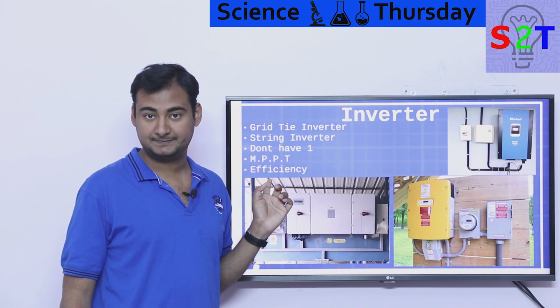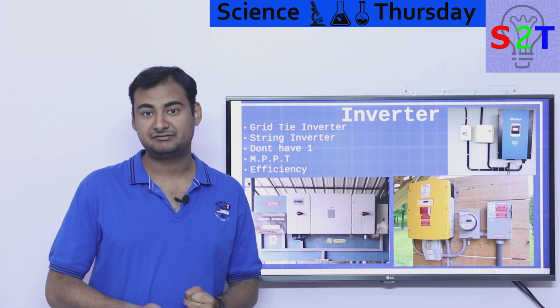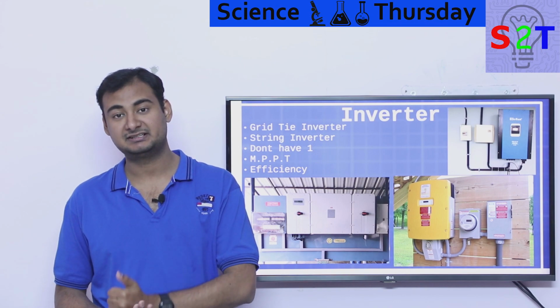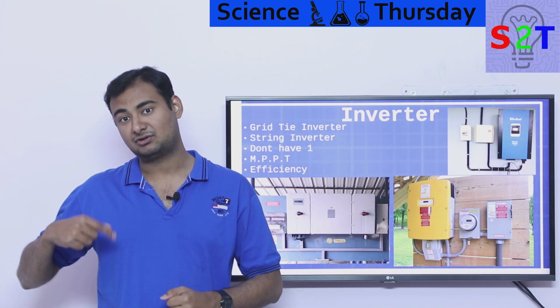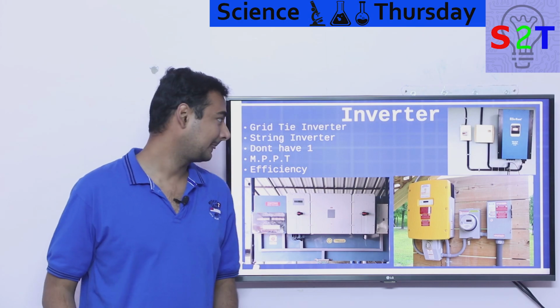And efficiency matters. Do not cheap out on that. Let's say somebody says I'm giving you 93% efficiency and this is my cost, and somebody says 95% efficiency but the cost is higher. Go for 95%. Efficiency matters.